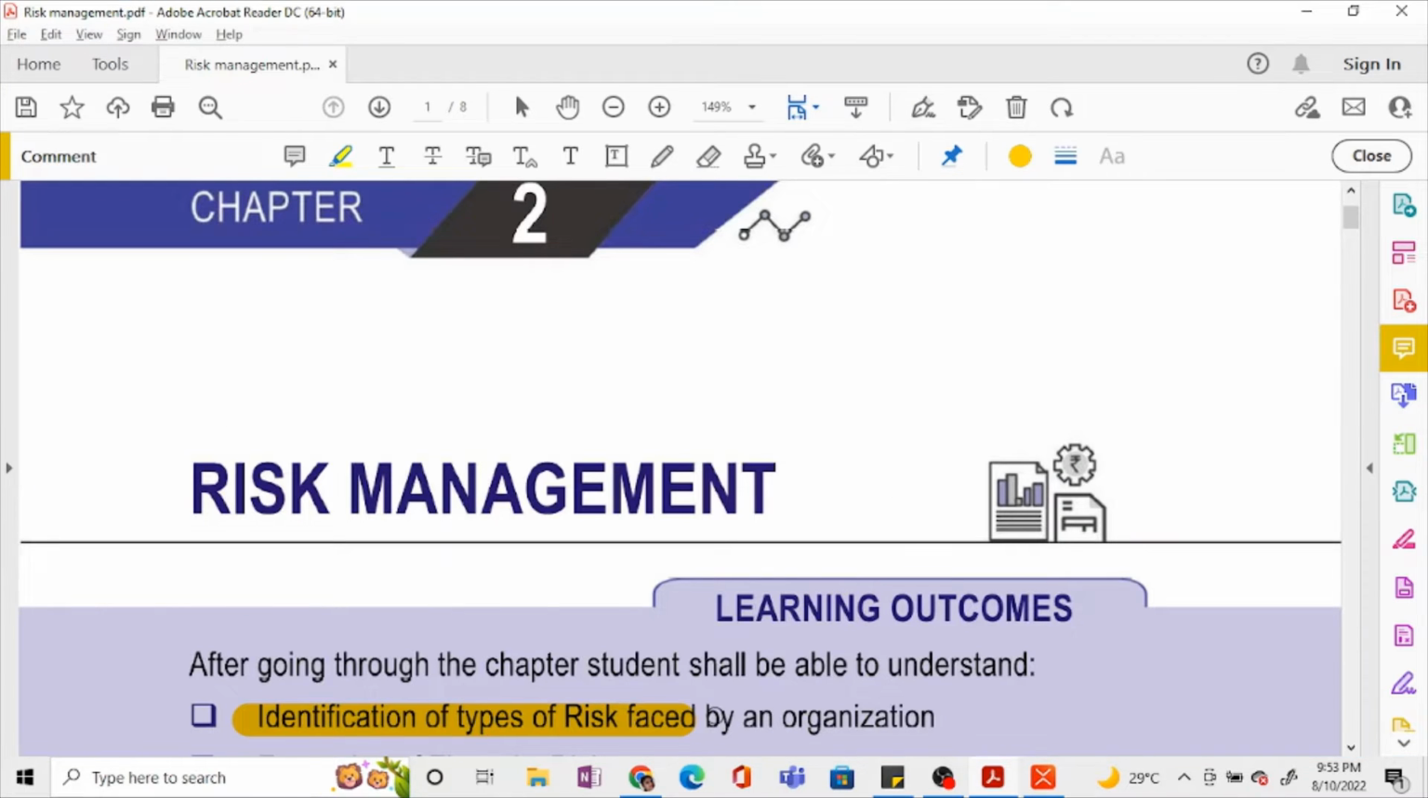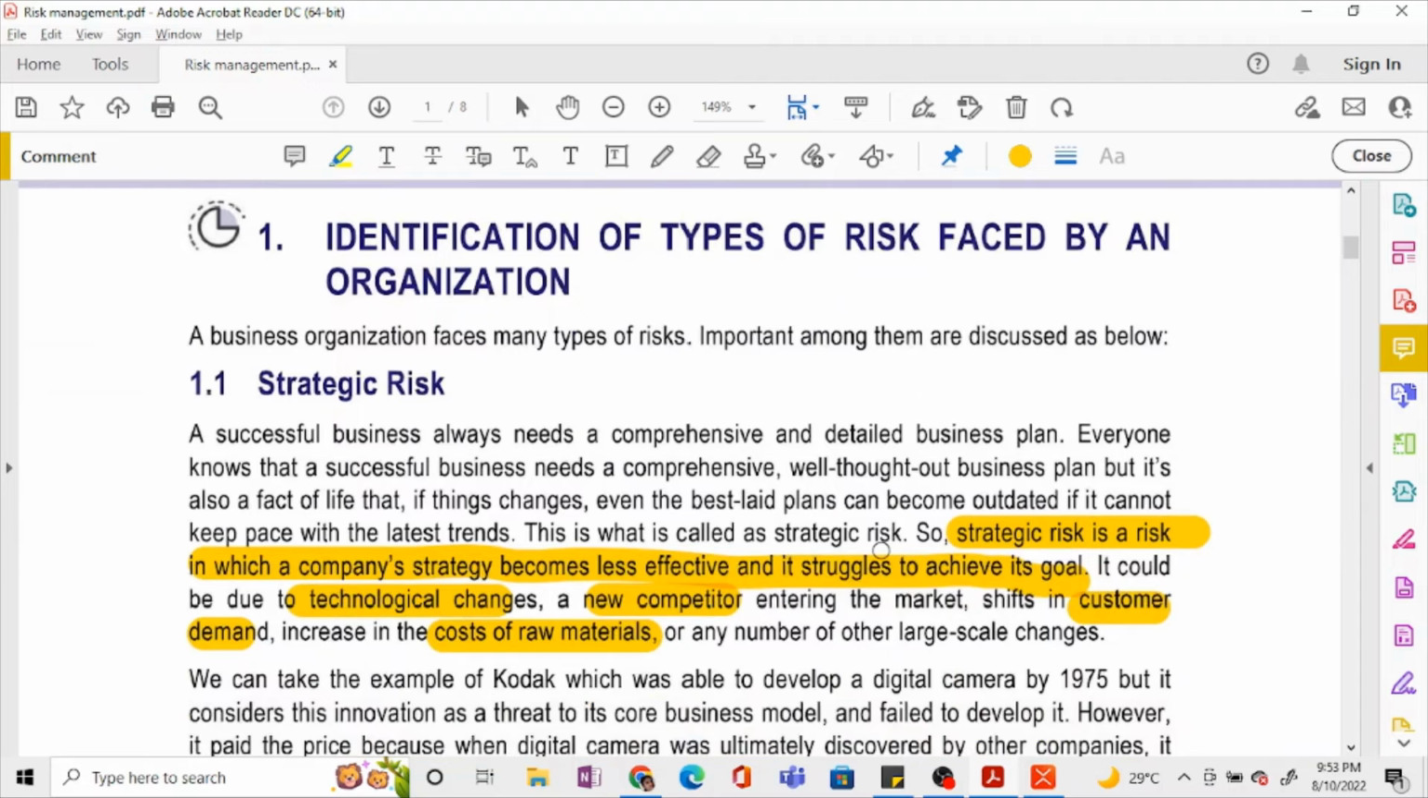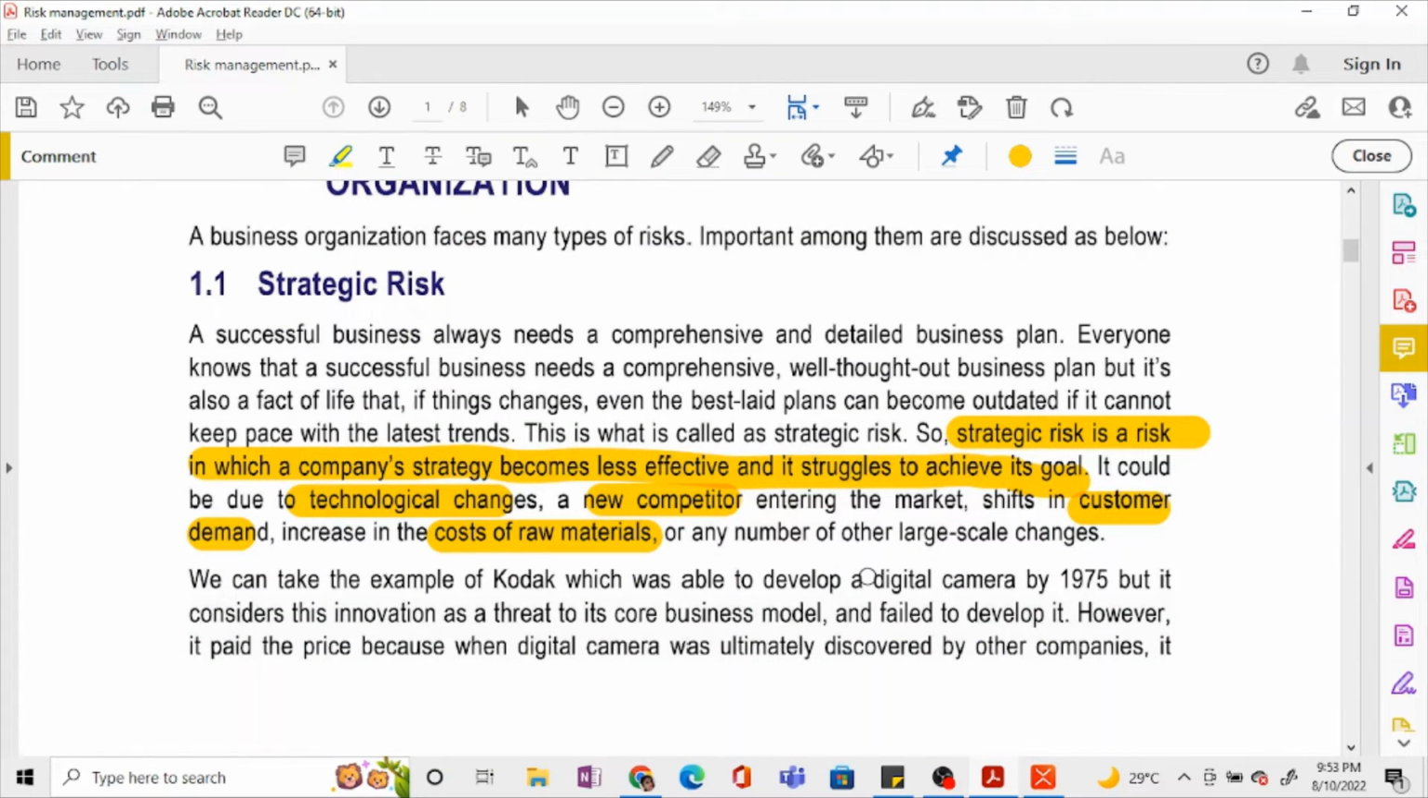First, risk management. What are the types of risk faced by the organization? Strategic risk. What is meant by strategic risk? Strategic risk means the risk in which the company strategy becomes ineffective, and they fail to meet the goals. That is called strategic risk.